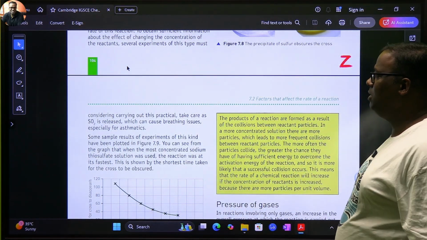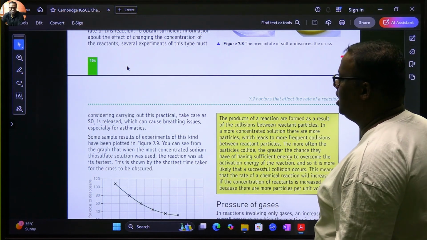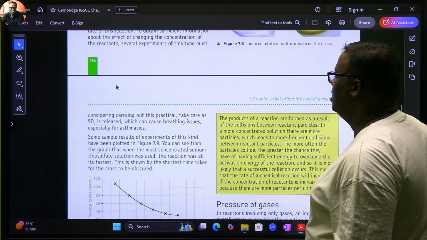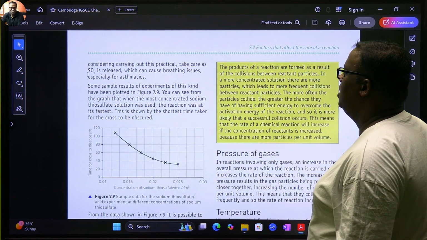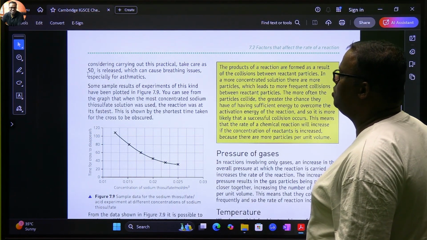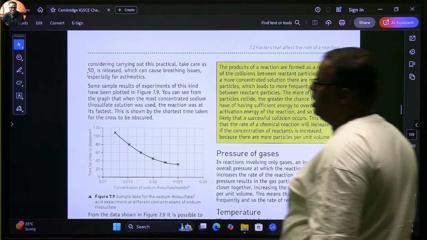Some sample results of an experiment of this kind have been plotted in 7.9. So they have done some experiments, 7.9. And you can see from the graph that the most concentrated sodium thiosulfate was used. Now look at it.